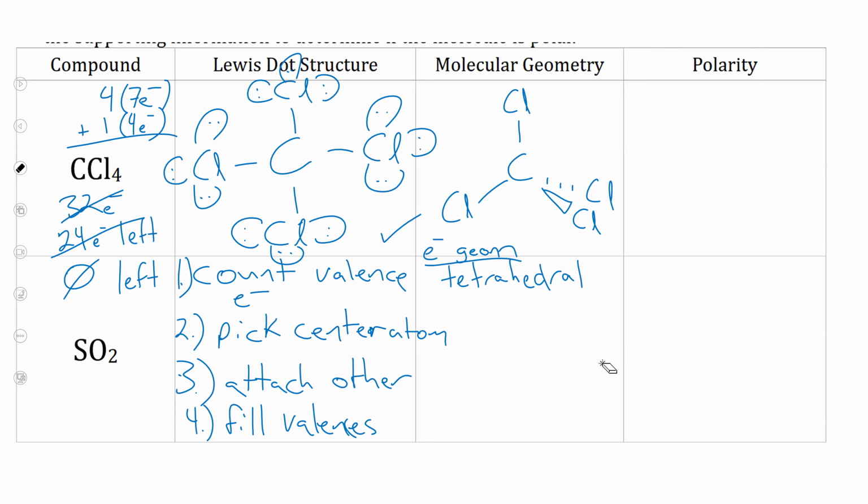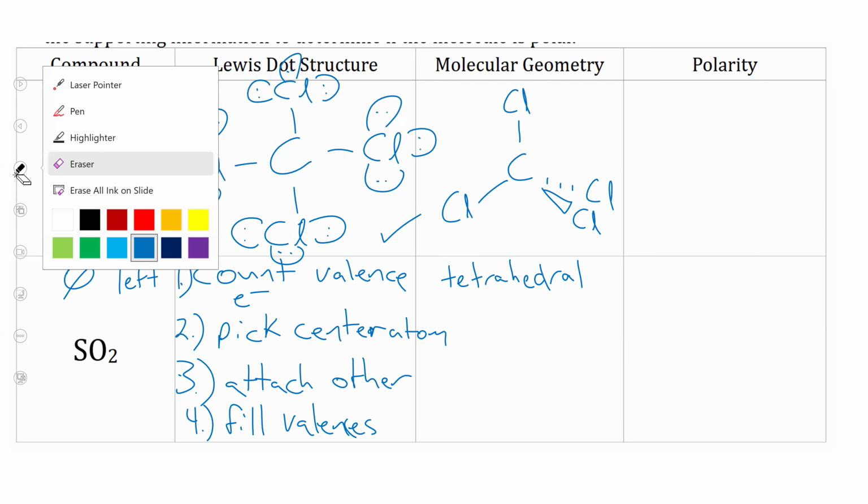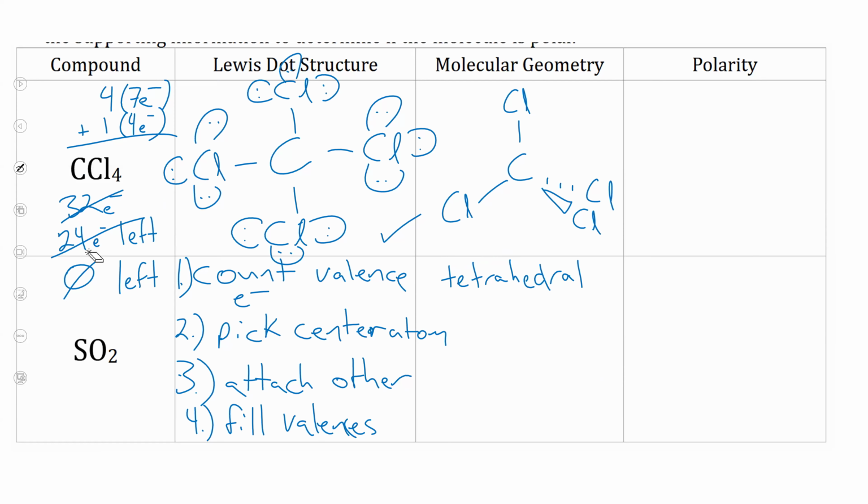Has polar bonds is one of them. Polar bonds and asymmetric shape. Let's change colors. So if I was answering this on the test, I would just make my little checkbox. Does it have polar bonds? Does it have asymmetry?